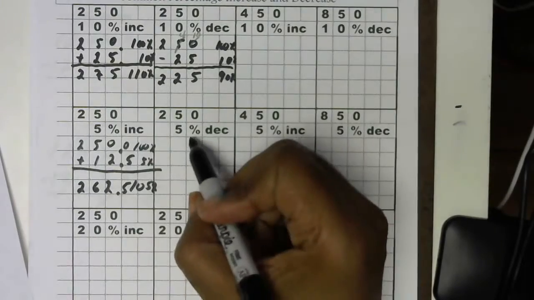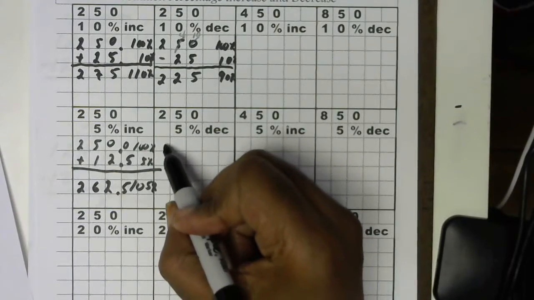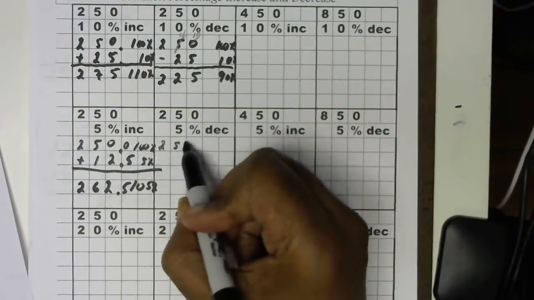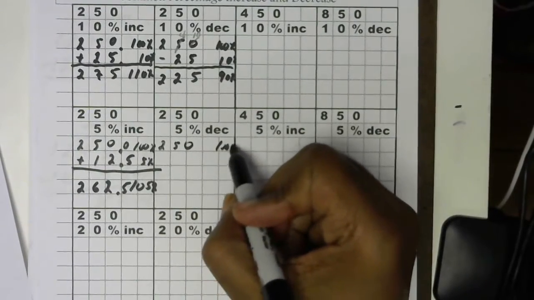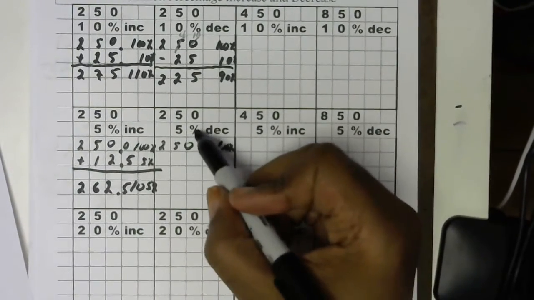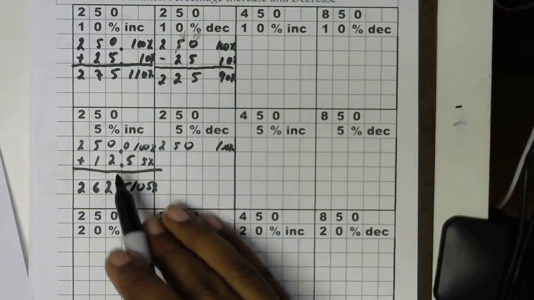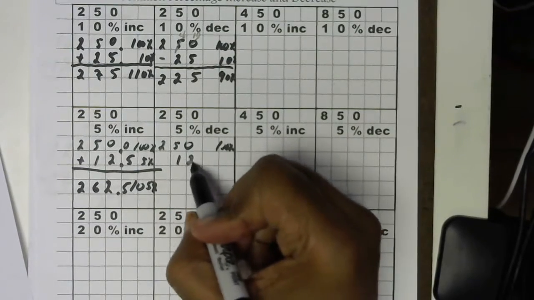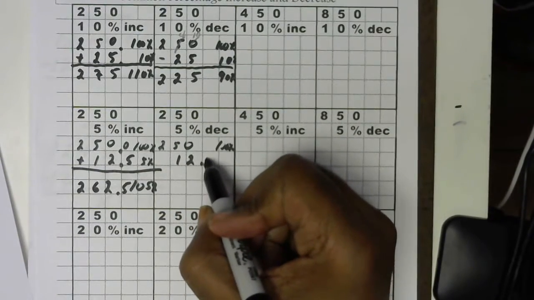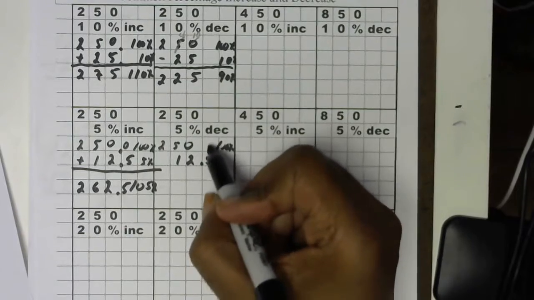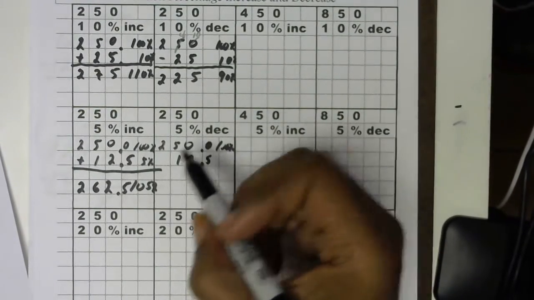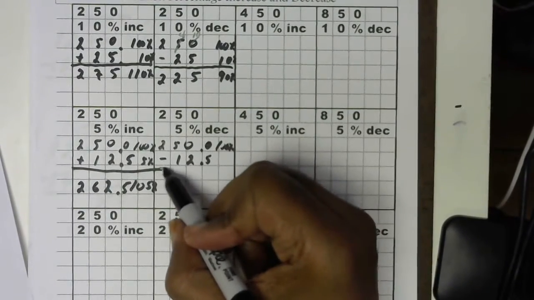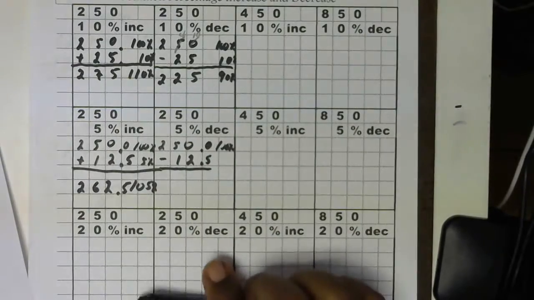Next, 250. Once again, 250 represents 100%. 5% we found was 12.5. So here's the 12. Okay. And the 0.5 has to have its own tenths column. So this has to be a 0.0. Now, since we're doing a decrease, we're going to subtract.